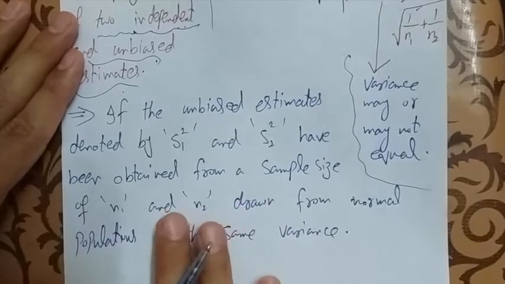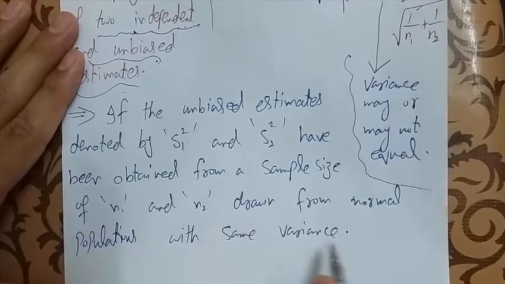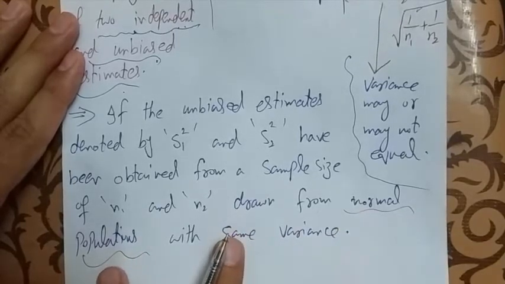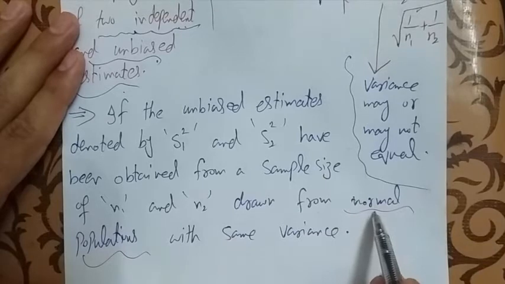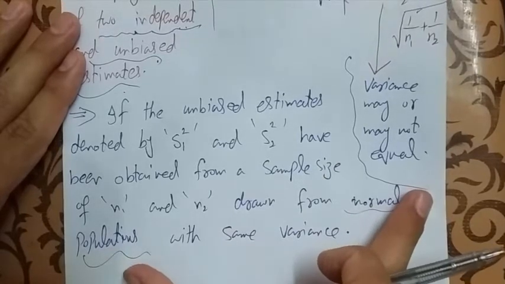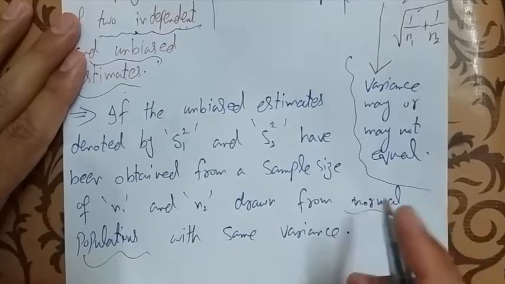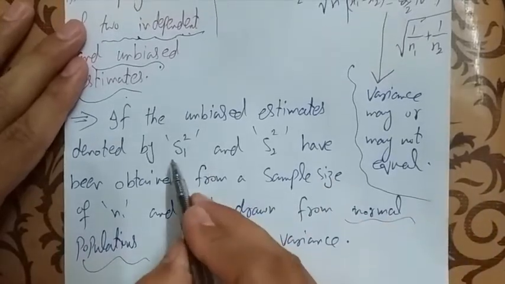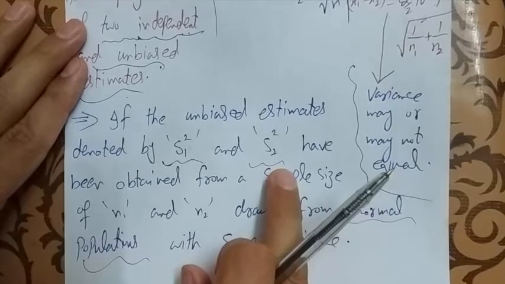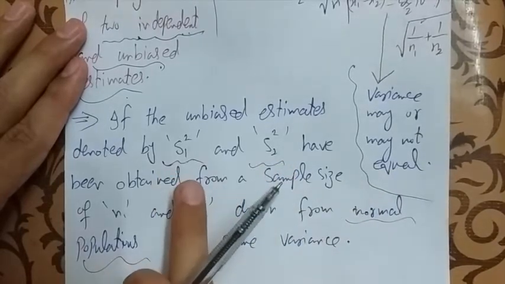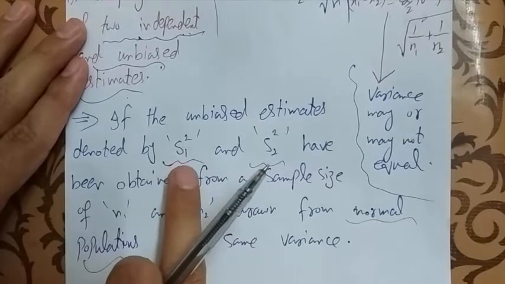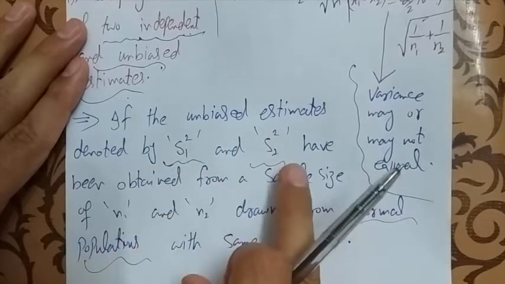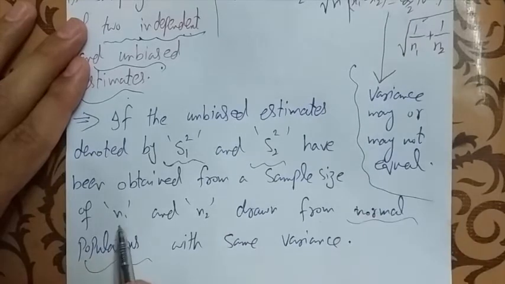students, all these things I explained previously. We have two normal populations, and we take two samples from these two populations, and from these two samples we find S1 square and S2 square, which are unbiased estimates of the variance, because squares are here, so variances are obtained, whose sample sizes are n1 and n2.